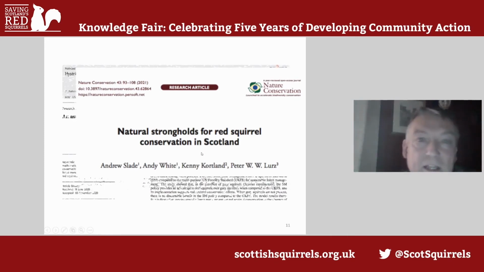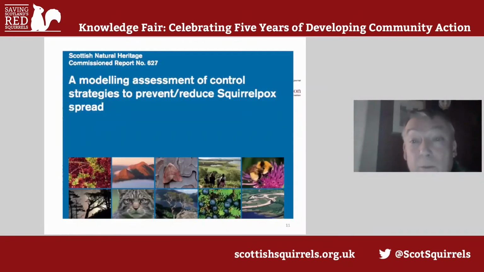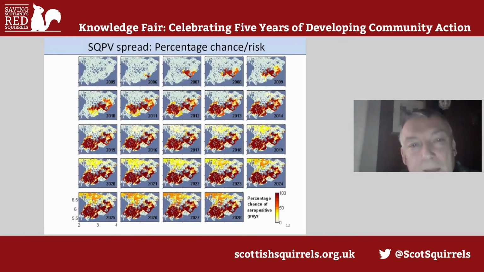And when we all started this, we also did a modelling assessment of control strategies to see if you could stop squirrelpox spreading into Scotland, and worked with MEL and SWT on this. And so this is one of the example maps. So this is not a devolved Scotland, it's just that we didn't have land cover data for England on this side.